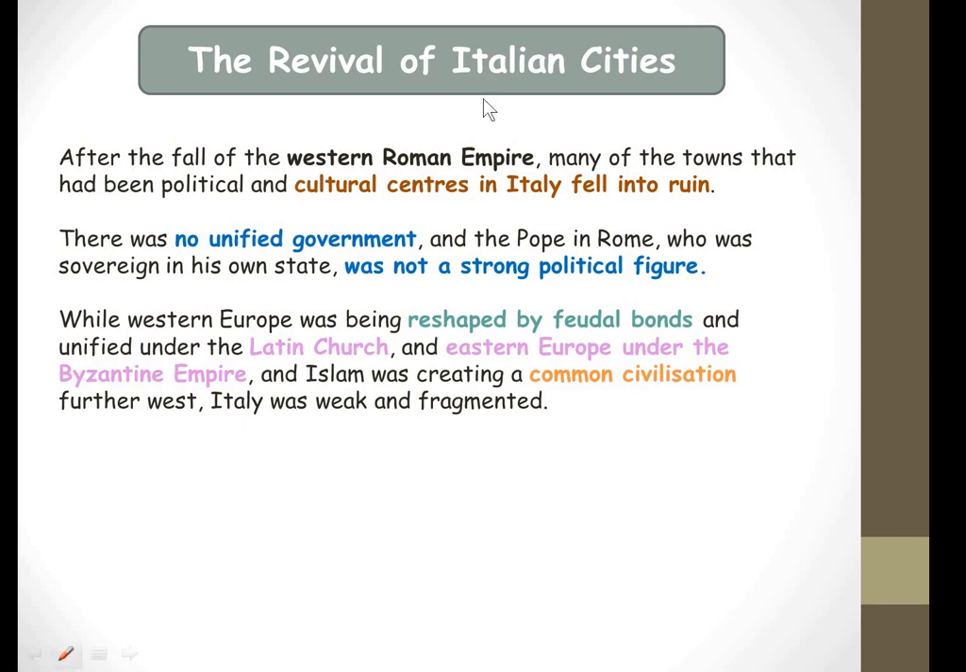So all the shaping was actually done by feudal bonds, and everything got unified under the Latin Church and, in Eastern Europe, under the Byzantine Empire. And of course, Islam was creating a common civilization further west. It was very busy creating this civilization, and Italy became very weak and fragmented when all these changes were taking place in Europe.